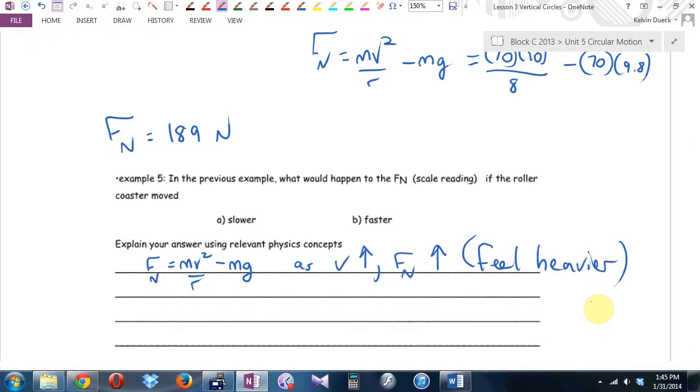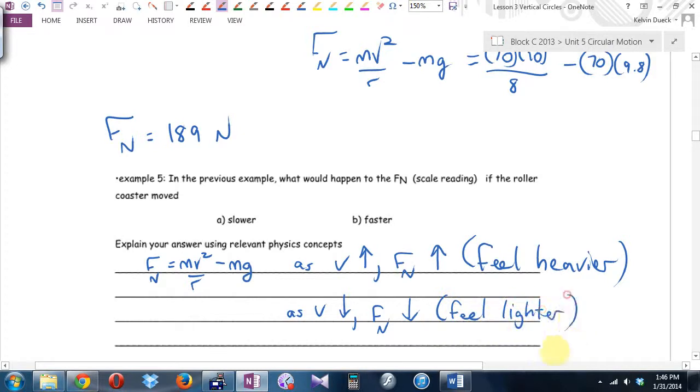California Screaming, the loop, the classic loop. You're going through there pretty fast. You actually feel heavier than just standing. They've got the v big enough that you end up with an answer bigger than plain old mg. That's doable. Oh, and as v decreases, the normal force would decrease. Feel lighter.